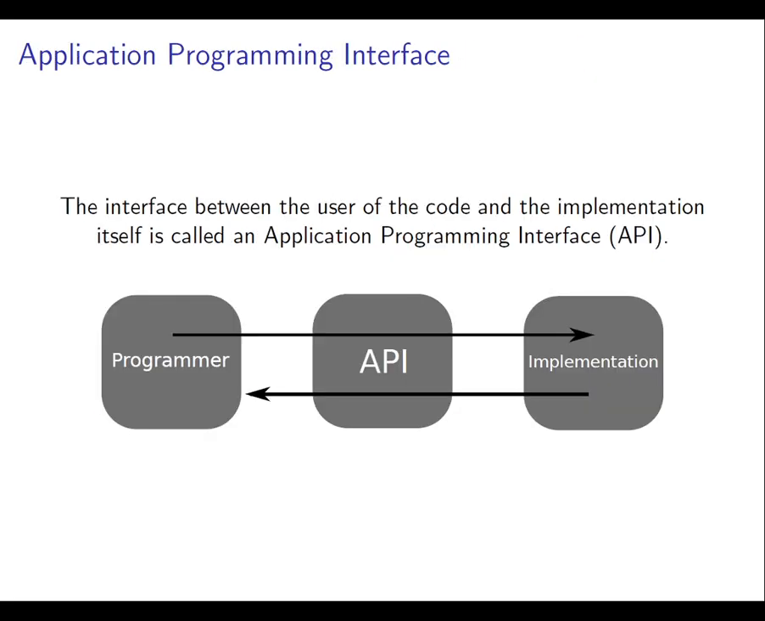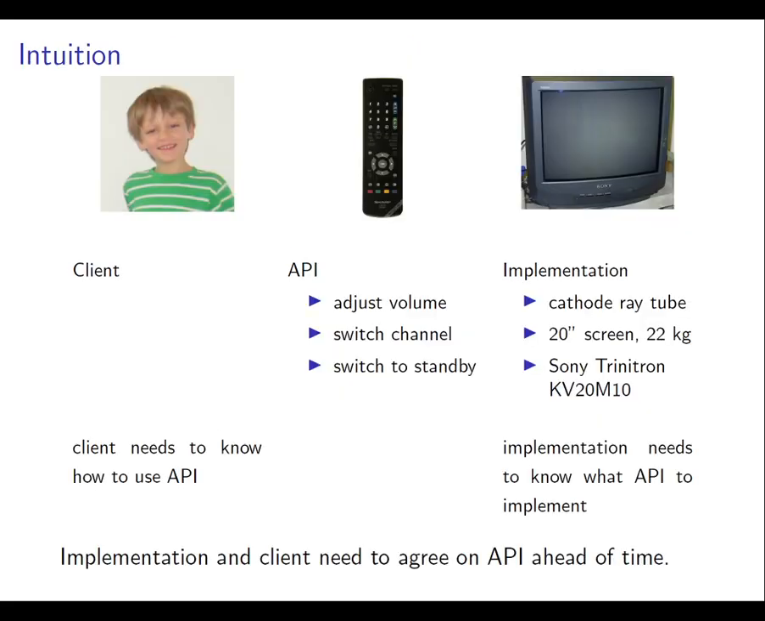Let's go up a level again for a moment though and think about application programming interfaces. Now APIs, I'm sure you've come across this term in various places. This is just the name for whatever interface you have between the user of the code and the implementation itself. The API is the kind of negotiated protocol for communication between the implementation programmer and the application programmer who is going to use our implementation.